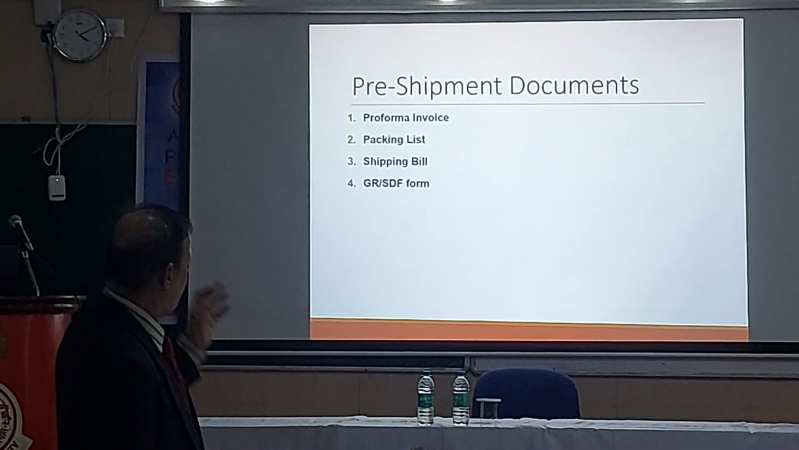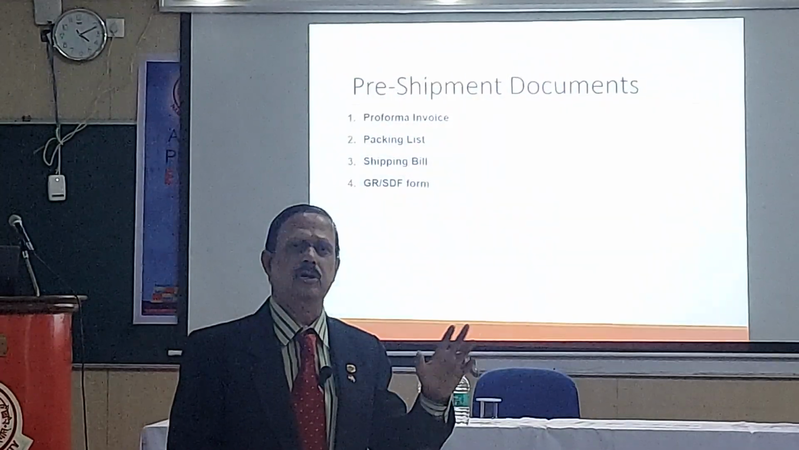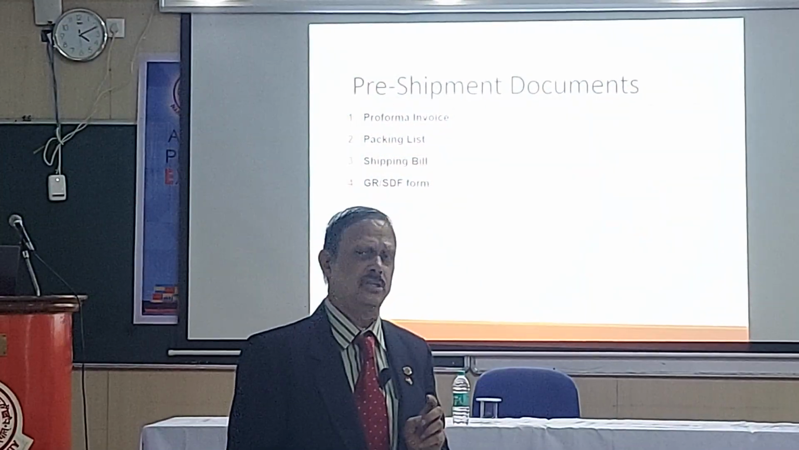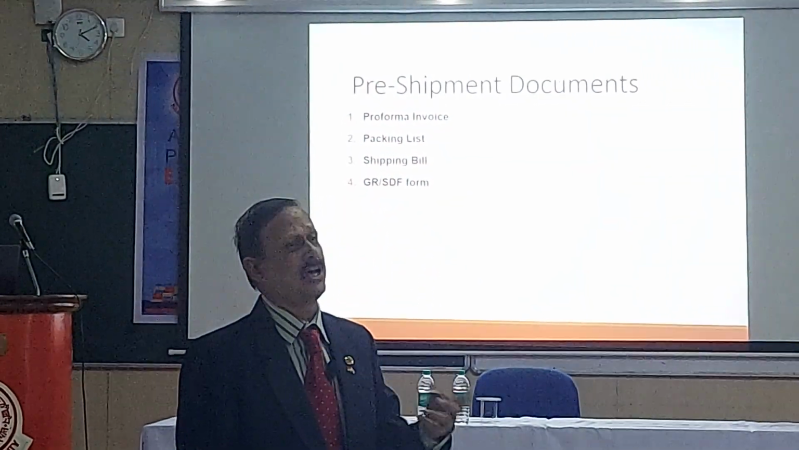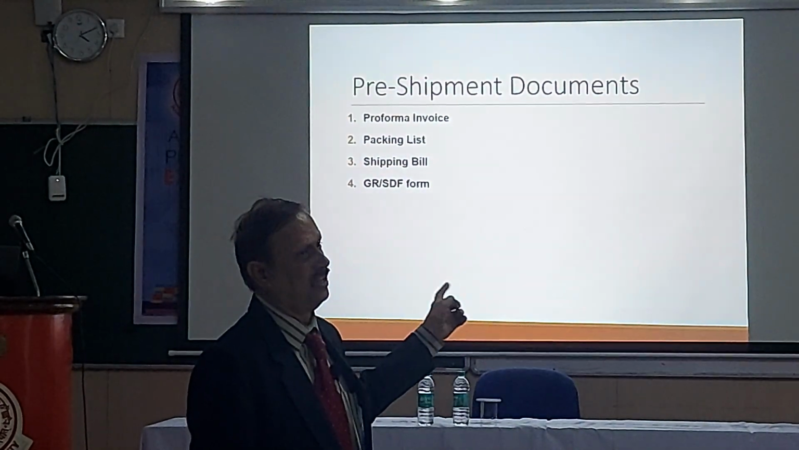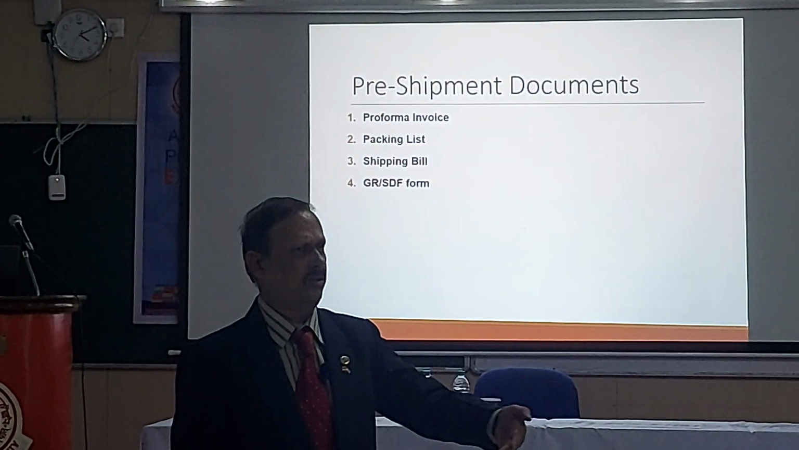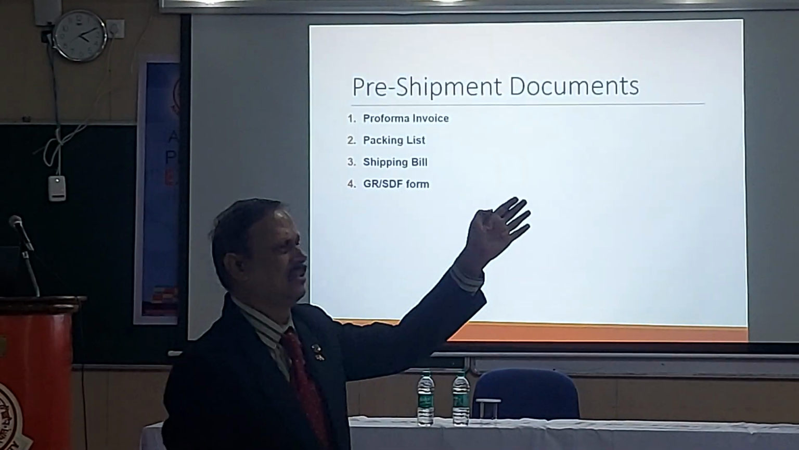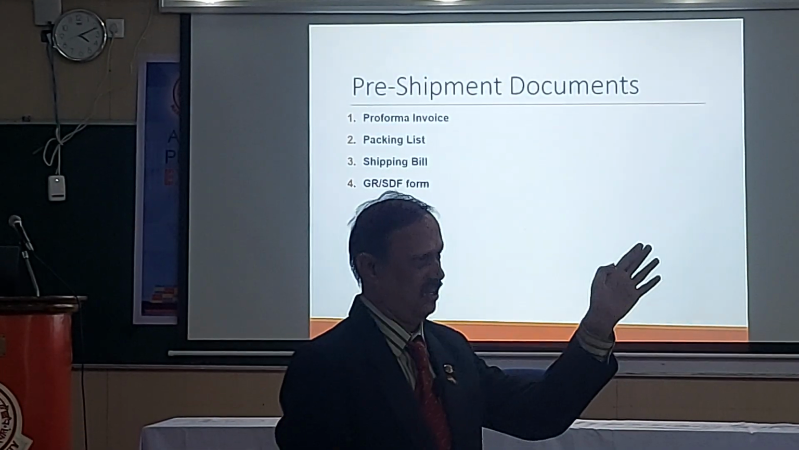Then GR and SDF form, again to be discussed. They are statutory or regulatory documents. The GR or SDF form ensures that you receive payment within 6 months. How does RBI control you? Through this document. While you apply for your shipment clearance, you give a declaration: I will realize payment within 270 days. It's your declaration and amount.